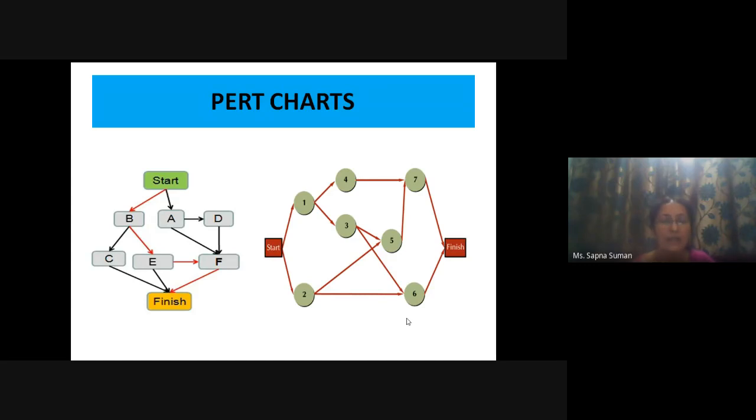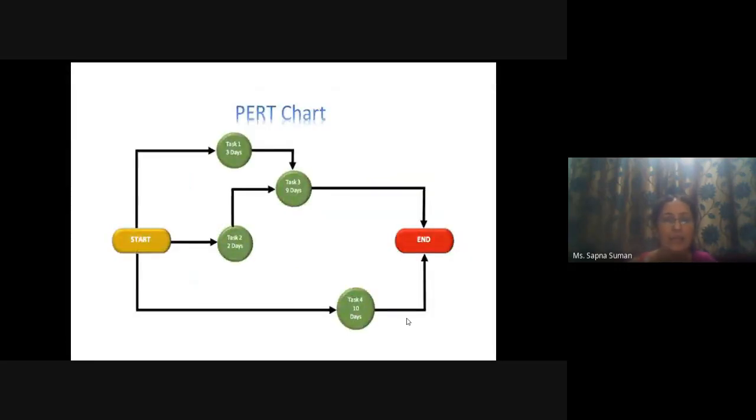Critical path here means that in case something goes wrong during the implementation of the project, then we can go for the alternatives also. We can take the red paths also. So these are the critical paths. Another type of chart is here. You can see it in the slide.